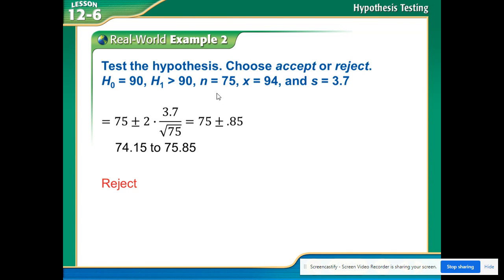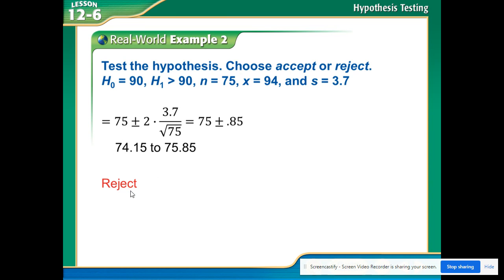One more. Test this hypothesis. Now we have a 90. Are we looking to see if that 90 fits? Here's the n, and oh, this is wrong. This should be 94. 94 plus or minus that 0.85. I don't know why I put 75. That should be 94. And so when we get that 0.85, this is 93.15 to 94.85, which obviously is not that 90 value because it only goes down to 93.